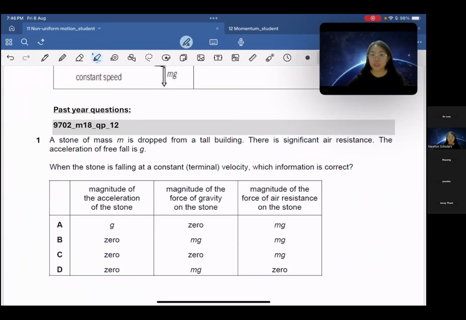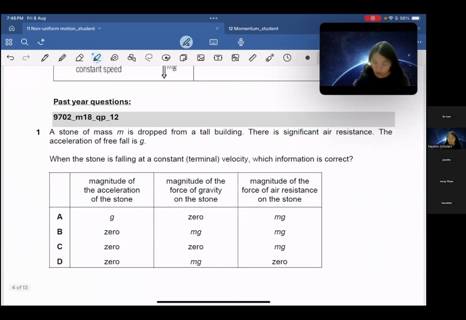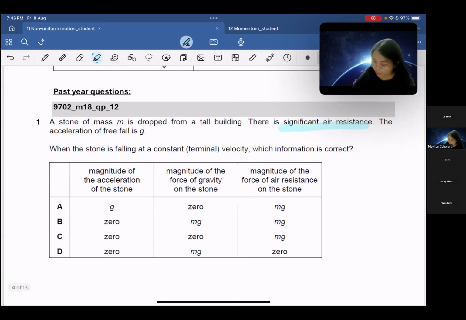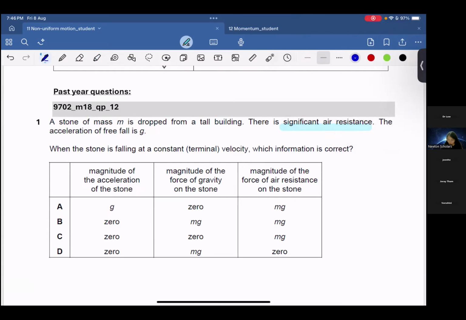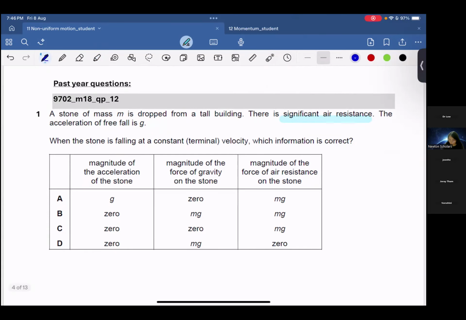No question, thank you. Okay, boys and girls, 2018: a stone of mass m is dropped from a tall building. There is significant air resistance, so we need to consider the air resistance. The acceleration of free fall is g. When the stone is falling at constant velocity, which information is correct? 10 seconds. Do it and then type your answer to me.